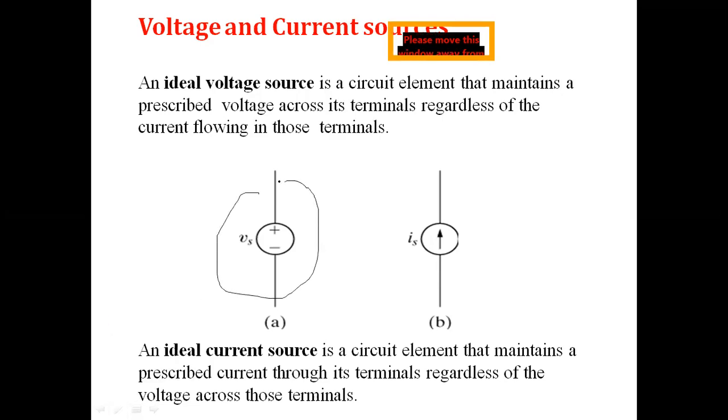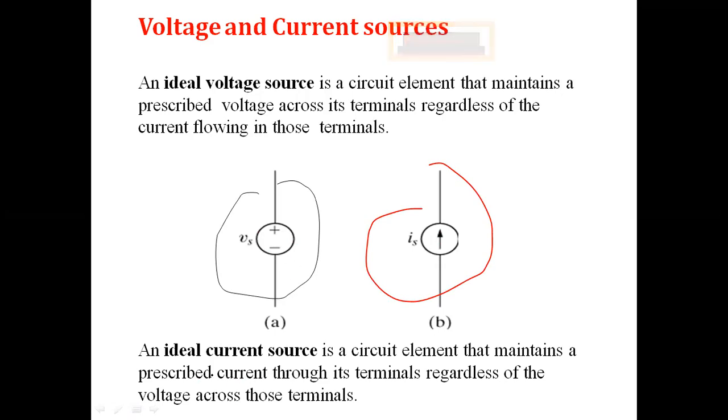In the first figure, you can see an example of a voltage source, or the symbol of a voltage source. And this is a current source. So a current source is represented by an arrow and a voltage source is represented by a plus-minus sign. Next comes the ideal current source. An ideal current source is a circuit element that maintains a prescribed current through its terminals regardless of the voltage across those terminals. So two types of sources are there: ideal voltage source and ideal current source.